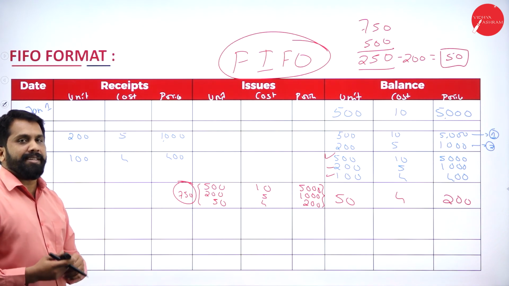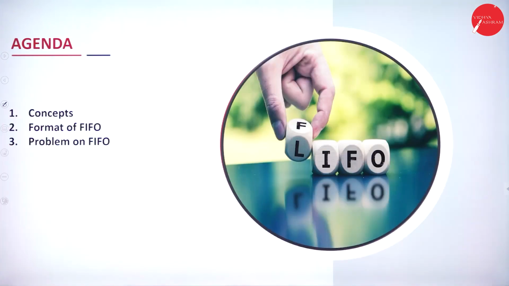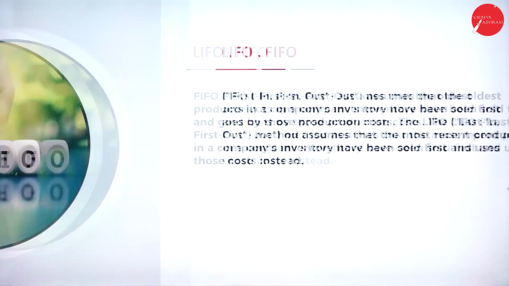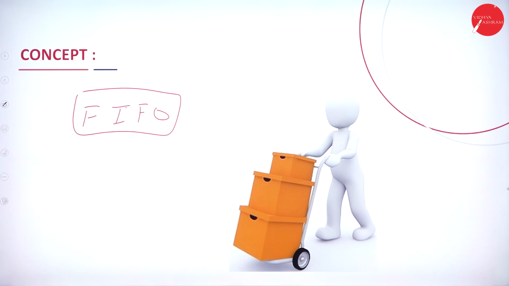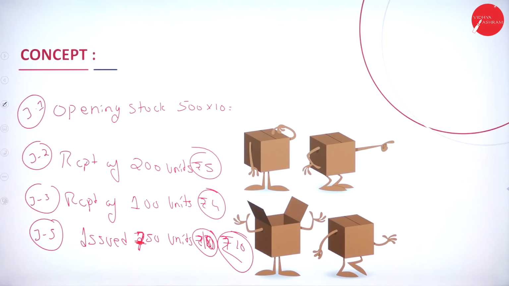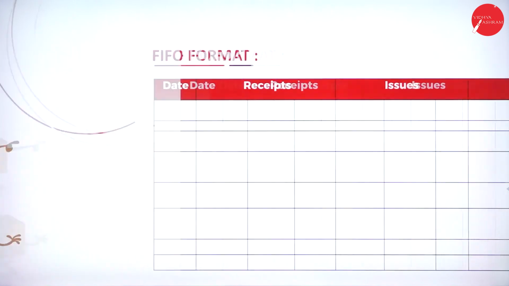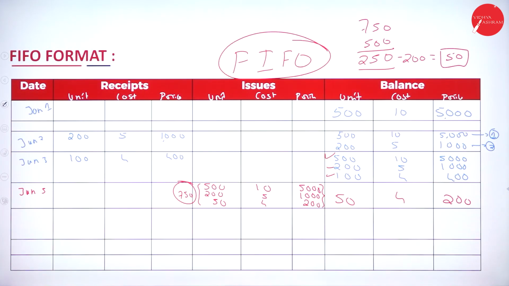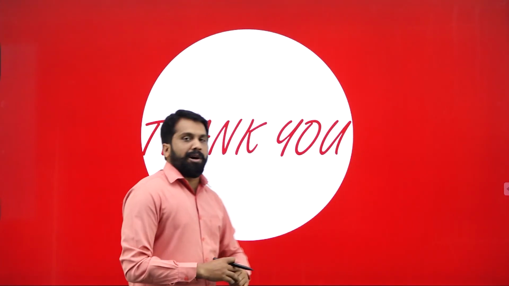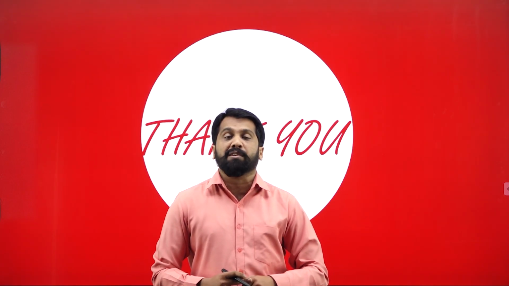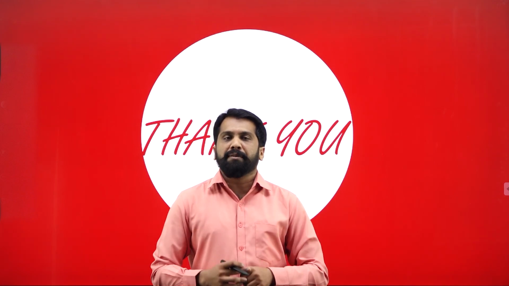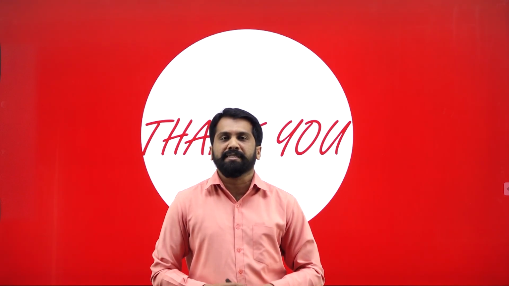I'll go back to all the slides. You can take a screenshot. So this will be your agenda, your LIFO as well as FIFO, your concept class, your concept with example problem. So we are doing the FIFO method. You have to make a heading FIFO and this is a sample answer. So this is all about today's session. In LIFO, FIFO, easily you can score 15 out of 15. But you should have patience in this. Thank you.